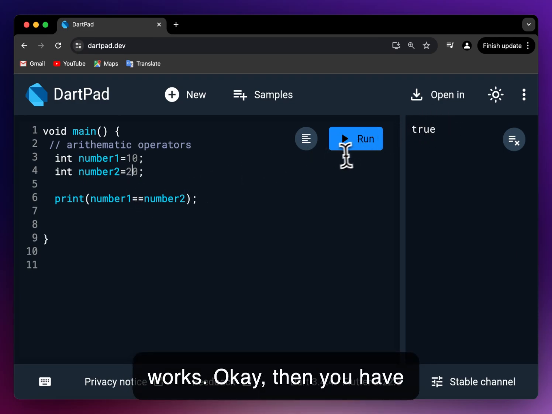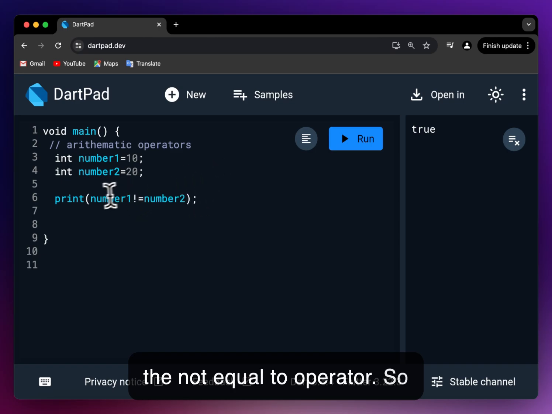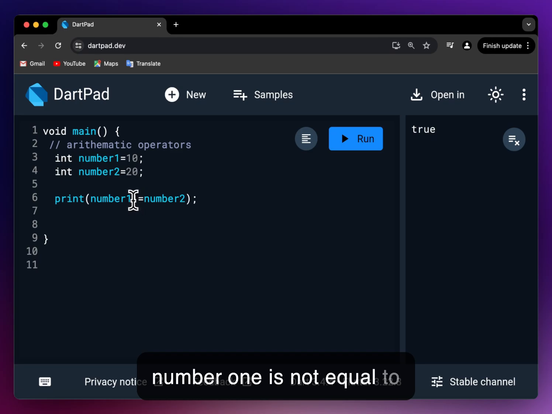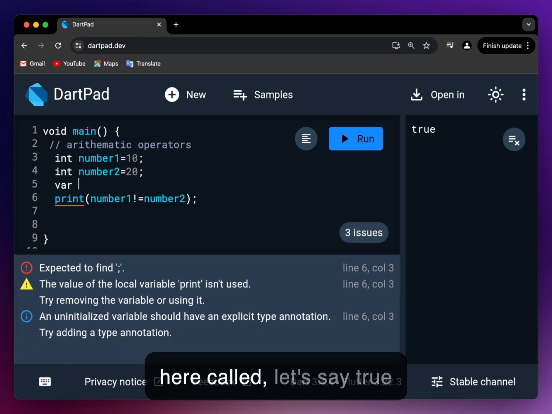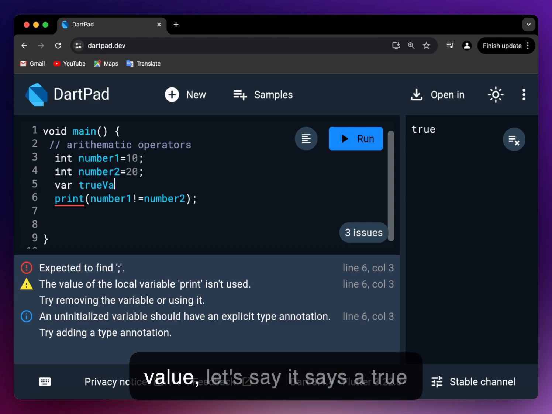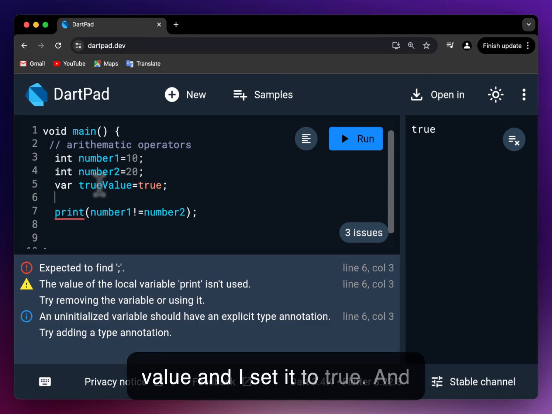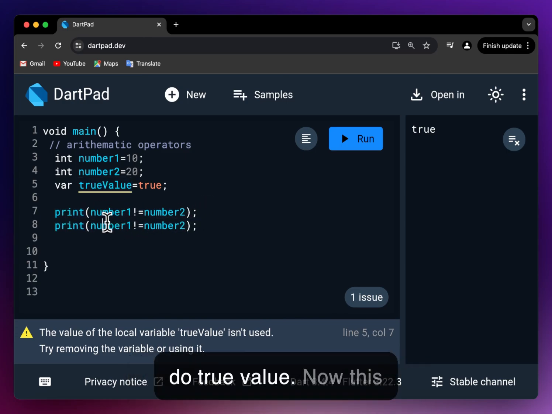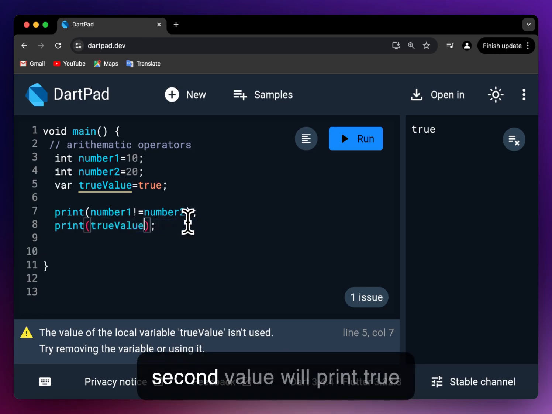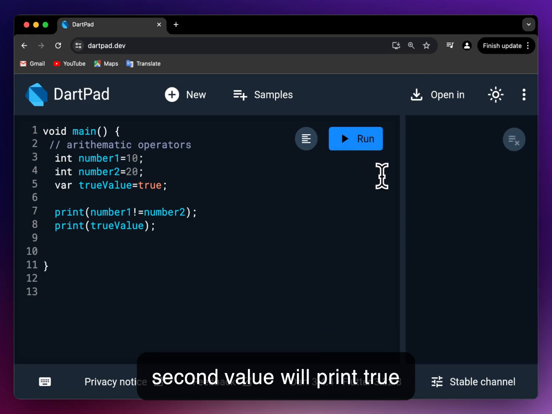Okay, then you have the not equal to operator. So number 1 is not equal to number 2. The exclamation mark behind something is used to make it the opposite. For example, if I had a value here called, let's say, true value. Let's say I set it to true, and then what I do is I print true value.